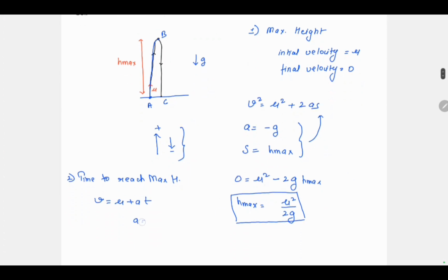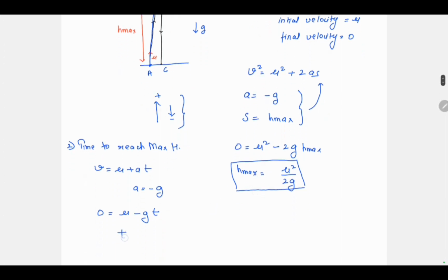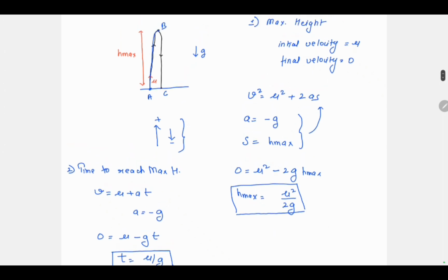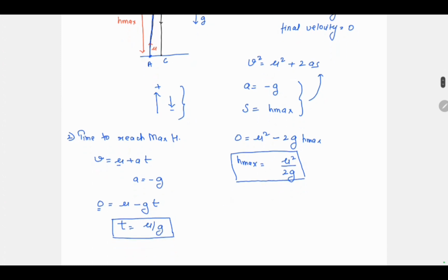What is the a over here? a is minus g. Final velocity is 0, so 0 is equal to u minus g t, and this is the time t when the ball has reached point B. Then time will be given by u upon g. This is the time when the ball is at point B, because the initial velocity at A is u and the final velocity at point B is 0. The same values I have put over here, and I got t is equal to u divided by g.